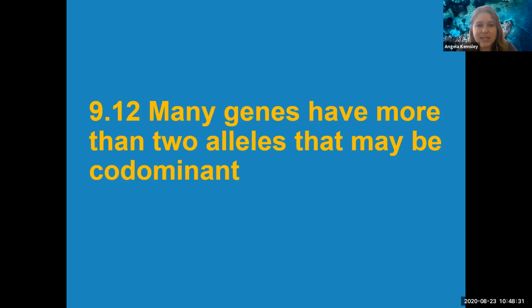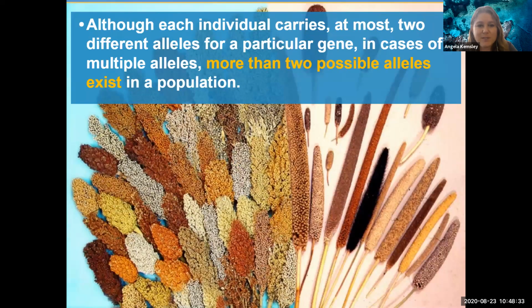So let's take a look at codominance in human blood groups. So although each individual carries at most 2 different alleles for a particular gene, in cases of multiple alleles, more than 2 possible alleles exist. So while you only have 1 allele from mom and 1 allele from dad, it's possible in the example of human blood groups to get an A, a B, or an O. So there's actually 3 different alleles possible. You're only receiving 2 of them, but there are 3 alleles possible that you would get.